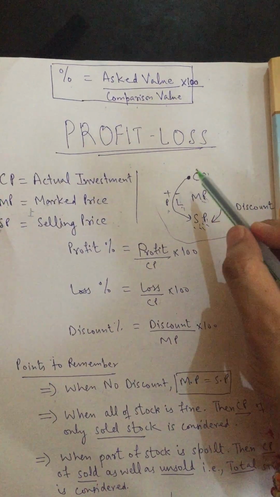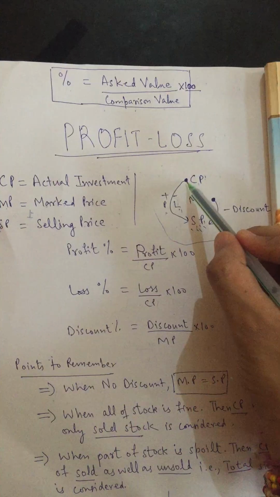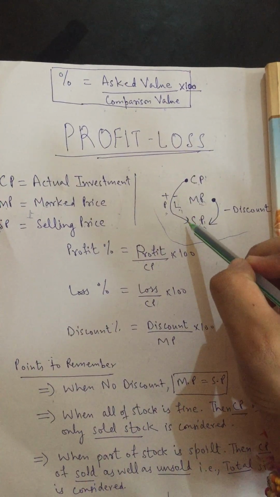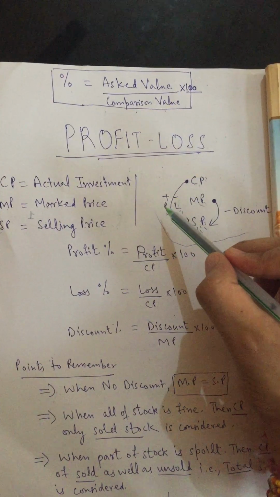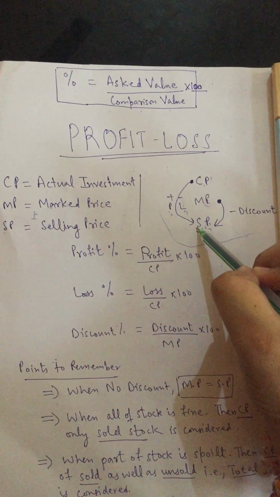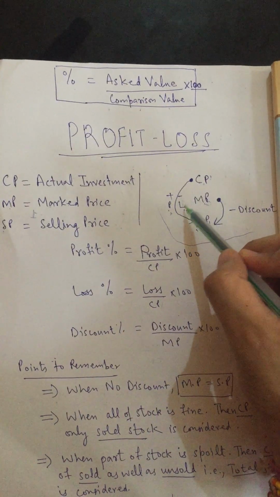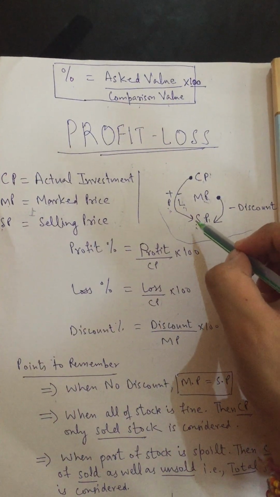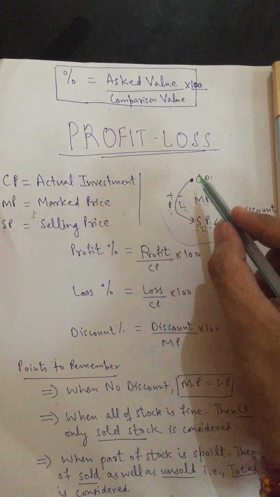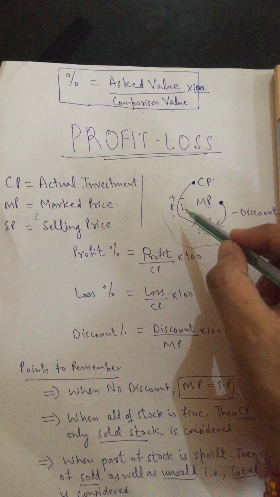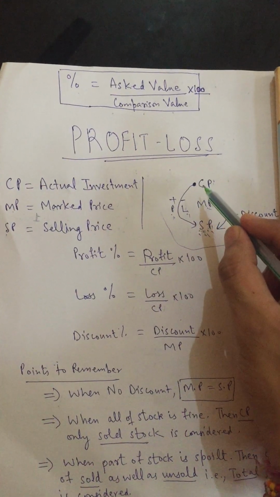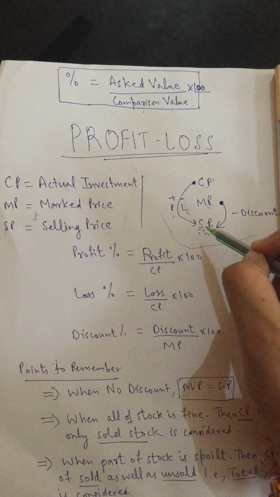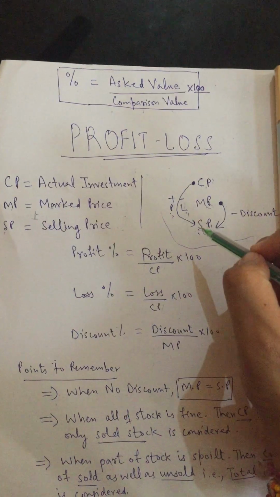So you can say these dots represent the past value. So you have to go from past to future. So the formula is cost price plus profit equal to selling price, or you can say cost price minus loss equal to selling price. If you want to go reverse, then selling price minus profit is cost price, selling price plus loss is cost price. We always move from past to future, so we'll go this way. Cost price plus profit is selling price, cost price minus loss is selling price.